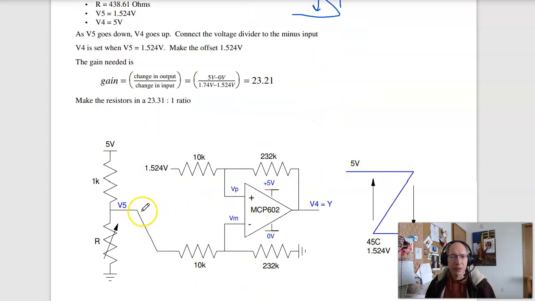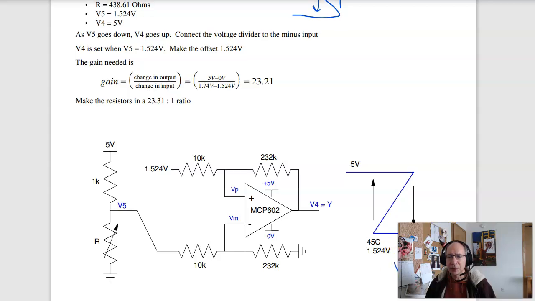Since I want high temperature to be on, meaning low voltage turns on, I'll have a Z like this. So this is V5. As V5 goes up, meaning colder, the output turns off. As V5 goes down, meaning hotter, it turns on. It should turn on at 45 Celsius, turn off at 40.